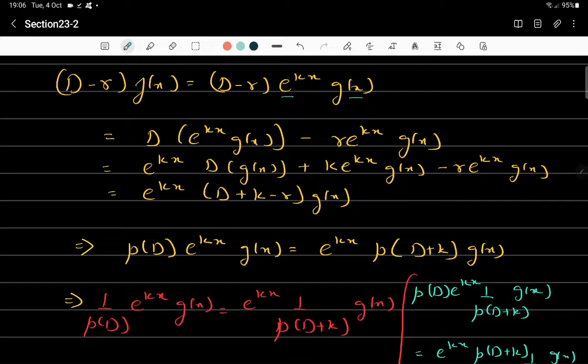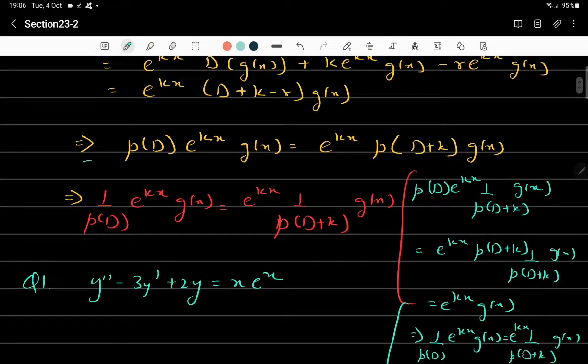A similar approach applies because when we are looking for the particular solution, we have the form 1 by p of d f of x. So 1 by p of d, e raised to the power kx g of x, is equal to e raised to the power kx, 1 by p of d plus k, g of x. You may be wondering that in this step it is p of d, and in the next step I simply did 1 by p of d. So here I have added the explanation on the right hand side, which is very easy to follow, and you will realize that if you have the result for p of d, then the result can be easily obtained in terms of 1 by p of d.